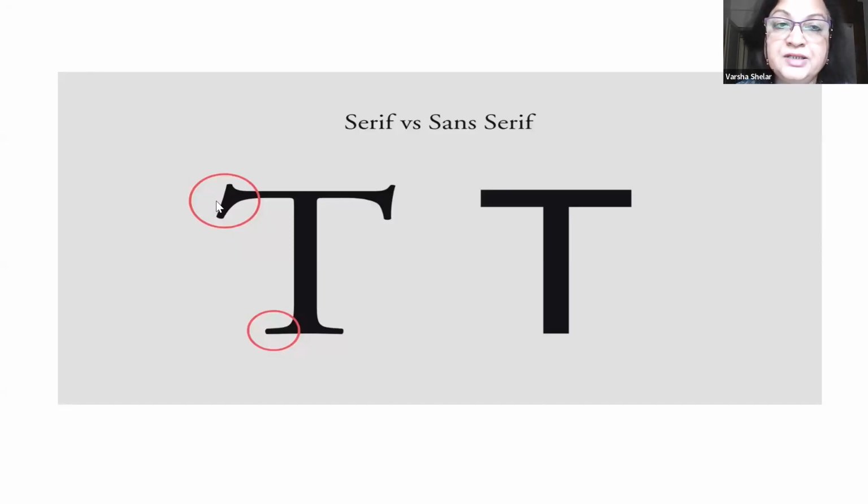On the left is a serif typeface, on the right is a sans-serif typeface. So you see these serifs are missing in this. This is a clean, simple T. There is a thick stroke and a thin stroke, but there are no serifs or these feet or arms at the end of the vertical and horizontal stroke. So that very clearly tells you the difference between serif and sans-serif typefaces.